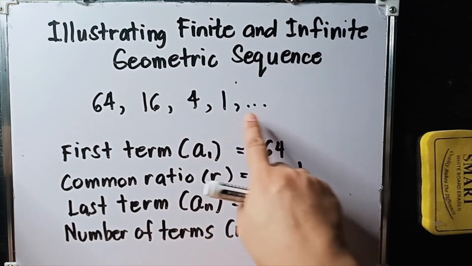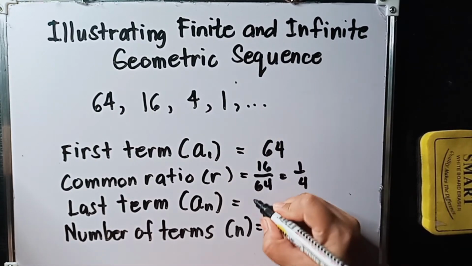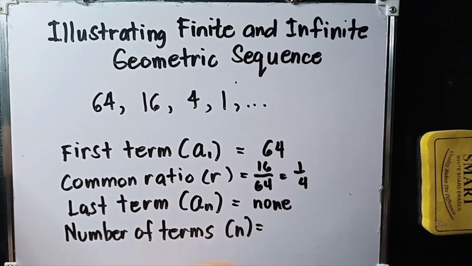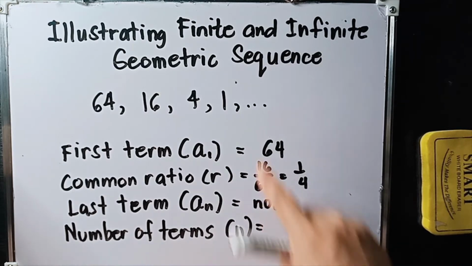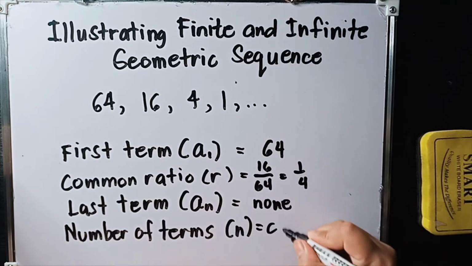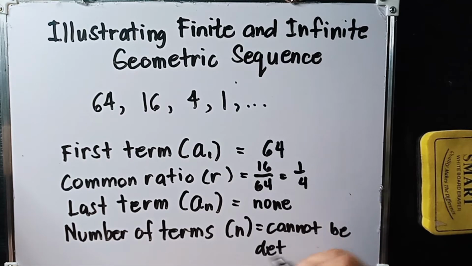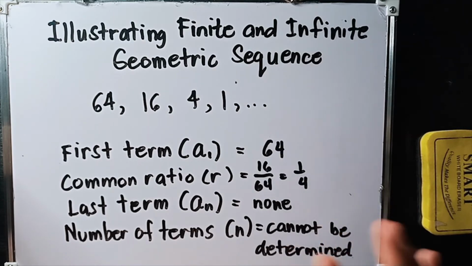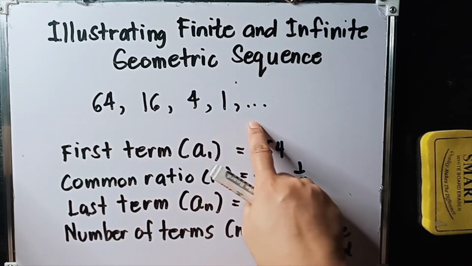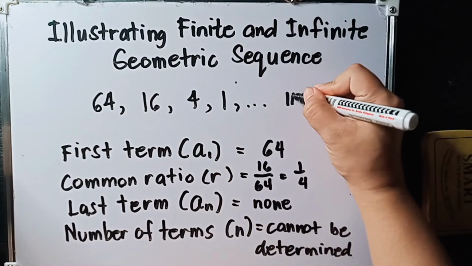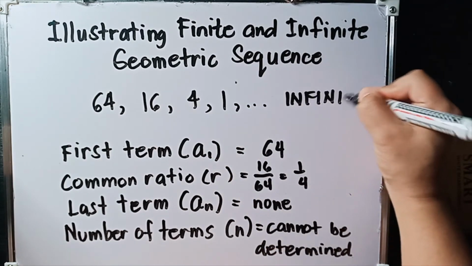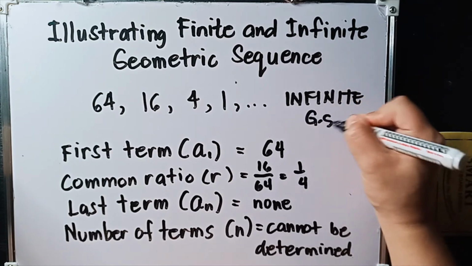Last term. The three dots indicate infinity, so we don't have a last term. Number of terms: of course, infinity, you cannot count it, so the number of terms cannot be determined. Since we can only determine the first term and the common ratio of this sequence, this geometric sequence is an example of an infinite geometric sequence.